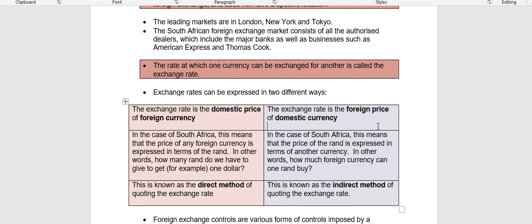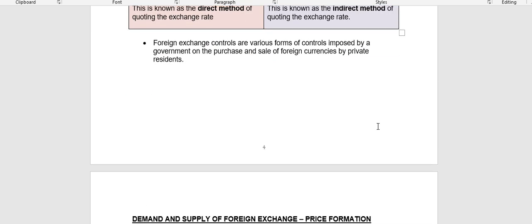Right, now we do have certain foreign exchange controls in place in our country. That is the different forms of controls imposed by the government or by the Reserve Bank on the buying and selling of foreign currencies by private residents. So basically they are controlling who gets to buy and who gets to sell these currencies. Obviously, because it influences the price, every single transaction where rand is exchanged is going to influence the value of the rand. So they basically have controls in terms of who can buy currency, who can sell currency.